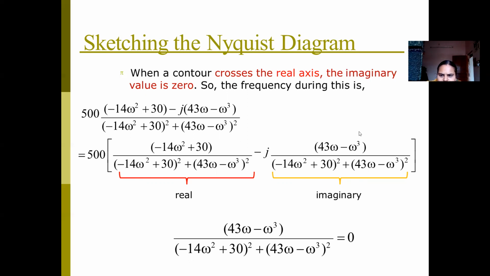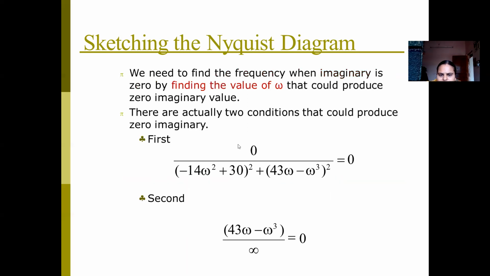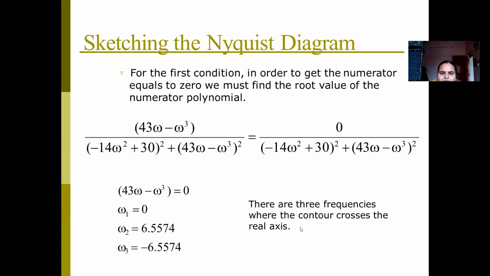Then the first equation of this part is going to be equal to 0. If it is 0 by anything, it's going to be 0. Anything by 0 is going to be infinity, which is again equal to 0. These are some methods you have to follow. Therefore, find out your omega 2, omega 3, and you'll be getting 0, 6.5574, minus 6.5574. These are the different frequencies you'll be getting.